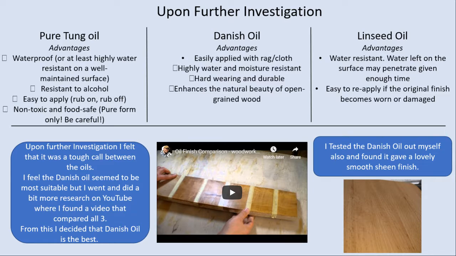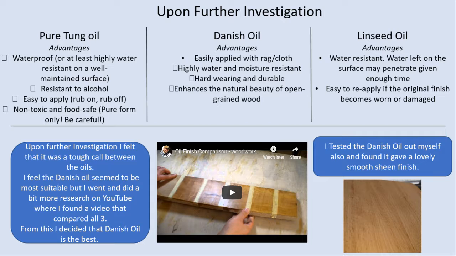Danish oil then, it's very easily applied also, highly water and moisture resistant, hard wearing and durable. I thought that was an excellent trait to have if it's being applied to a dining room table, because there's going to be a lot of wear and tear on that with plates and cups over the years, and that was a very good trait to have. It also enhanced the natural beauty of open grain wood, which I thought was an excellent trait too.